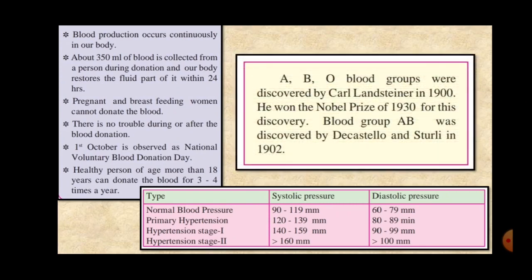And we had studied in 7th standard also that the blood groups were discovered by the scientist Karl Landsteiner in 1900, and he was awarded the Nobel Prize of 1930 for this discovery. And blood group AB was discovered by De Castello and Sturli in 1902. So students, this is all about the lesson Human Body and Organ System. So with this we finish the lesson.